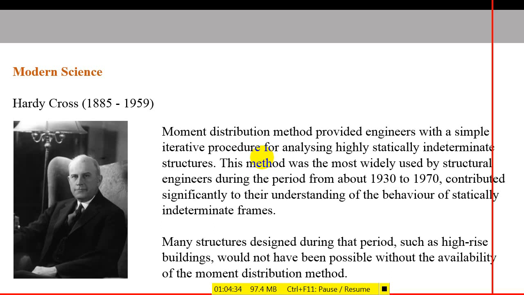Then this man, Hardy Cross, developed something called the moment distribution method, to analyze statically indeterminate beams. We'll come to that in detail. Statically determinate means you write three equations or two equations and derive the reactions so that you can solve a beam. But some beams are not solvable. There are too many unknowns and few equations.